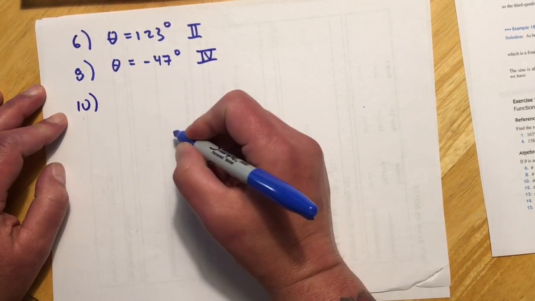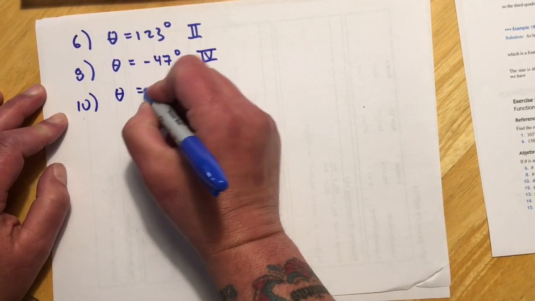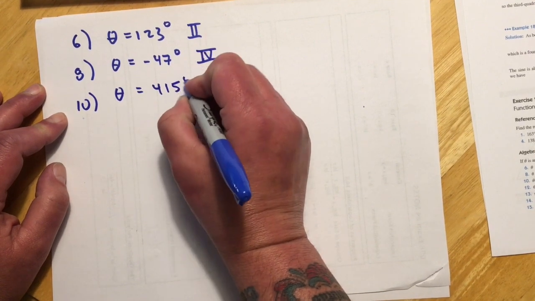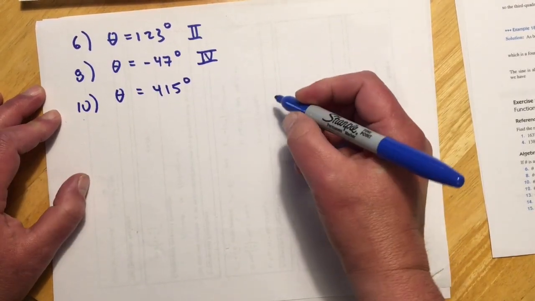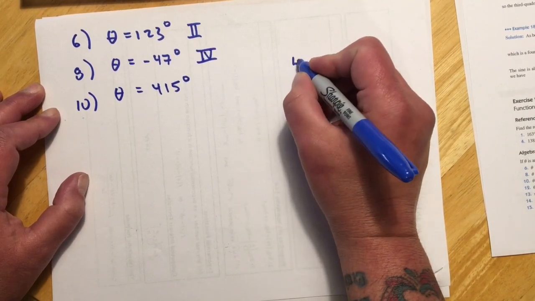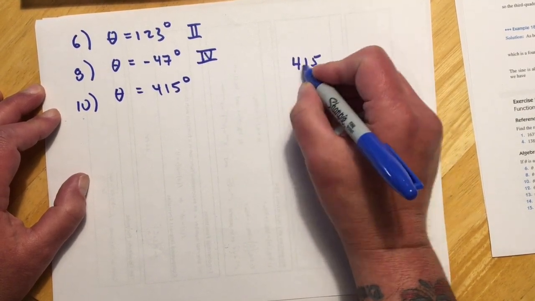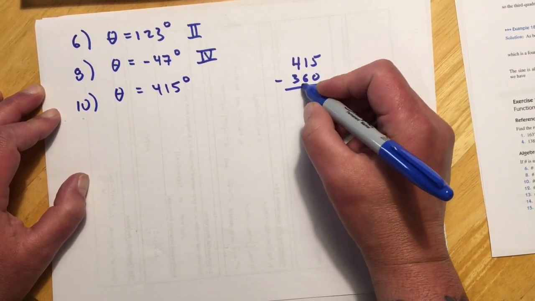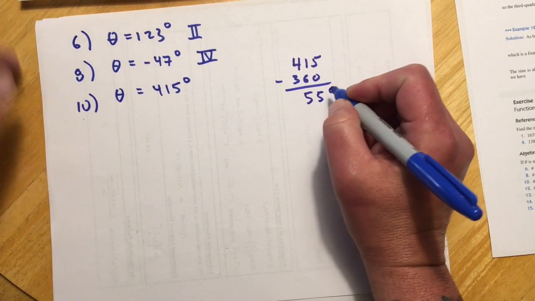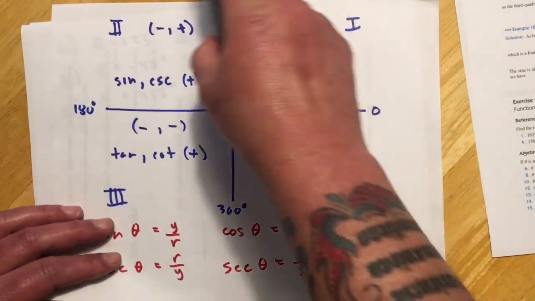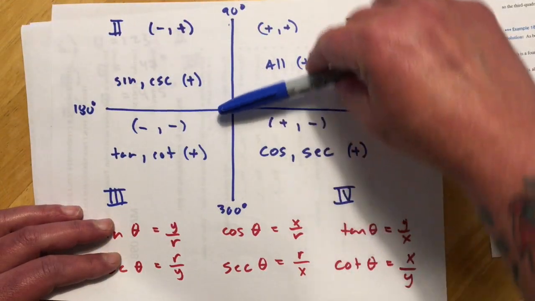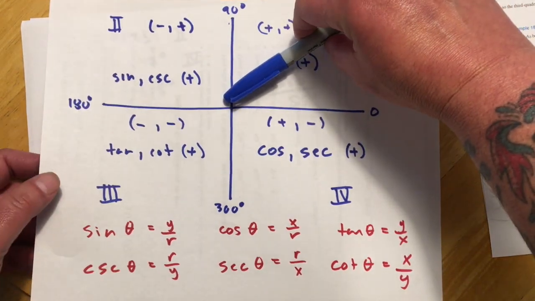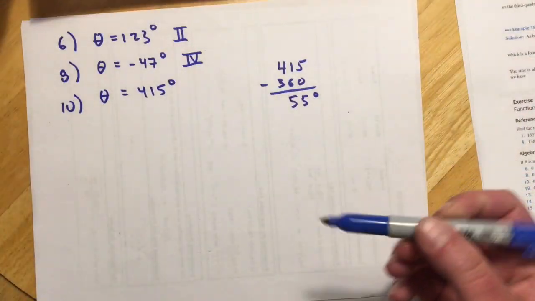Number 10. Theta is 415 degrees. Okay, so that's bigger than 360. So all we have to do there is go 415 minus 360, and that's going to give us 55. So what that means is that for 415 degrees, we'd start here on x. It would go once around, and that would be 360 degrees. And then it's going to go another 55 degrees. So that puts it in the first quadrant.